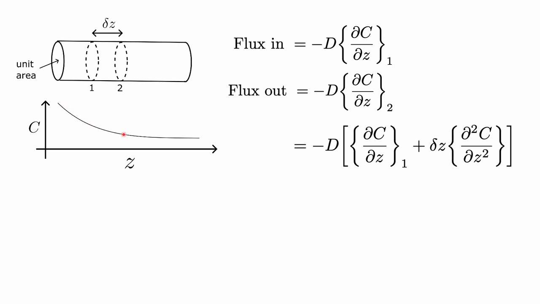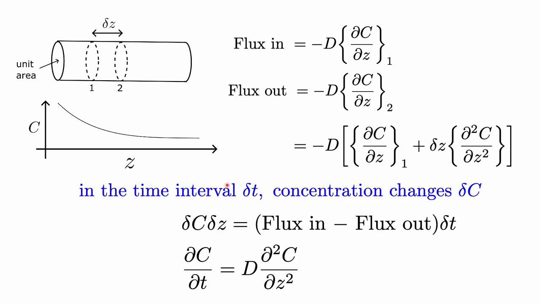So consider this non-uniform concentration gradient in this bar, which has a unit area here. And we'll look at two of these planes, which are separated by distance delta Z. Then the flux going into this element between the planes 1 and 2 is the diffusion coefficient times the gradient that exists at the location 1, and the minus sign as usual because the gradient is negative. And the flux out of this volume element is minus D times dC/dZ, where the gradient is defined at the position 2. And of course, that gradient can be calculated as how the gradient changes with Z times dZ. In other words, this term here is the change in the gradient relative to plane 1.